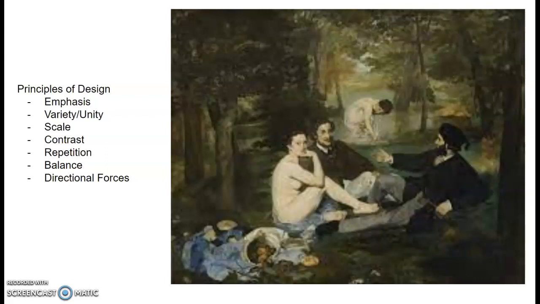The directional forces also work to support the idea of this painting as they guide your eyes to the interaction of the male and the female in the center of this picture. Finally, there is great balance in this piece with the symmetry that it holds. The weight of both sides is almost equivalent.